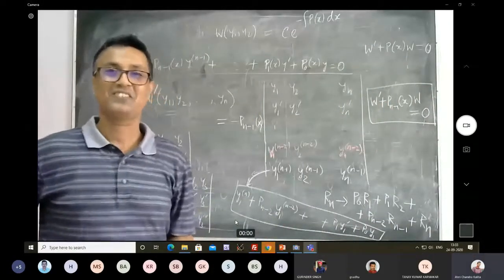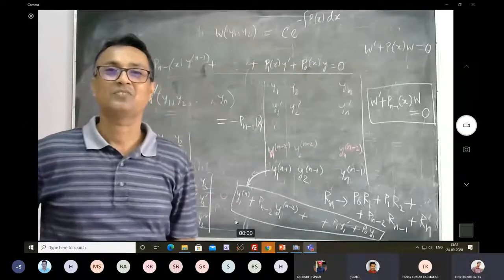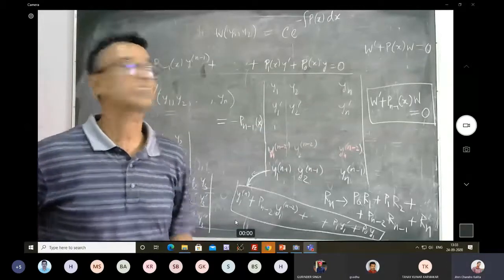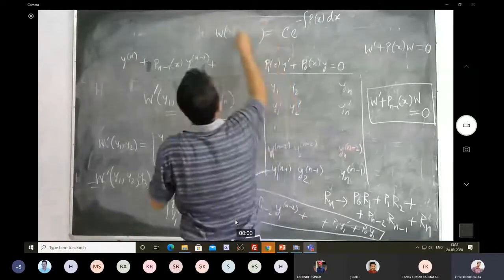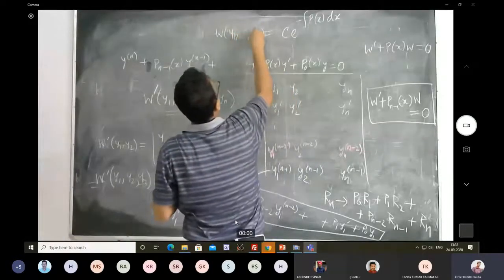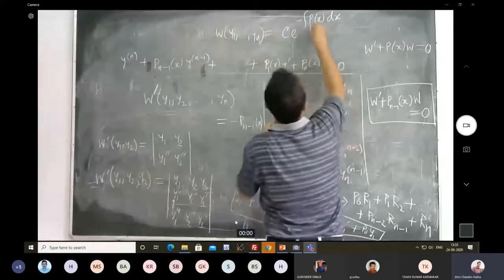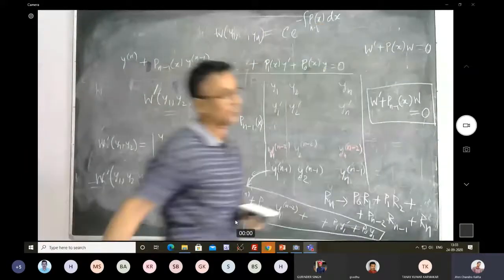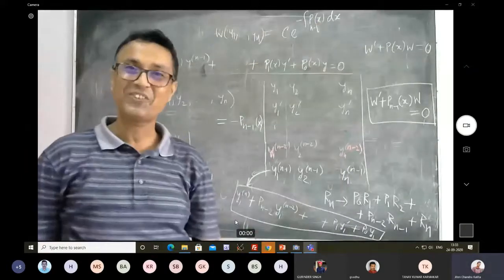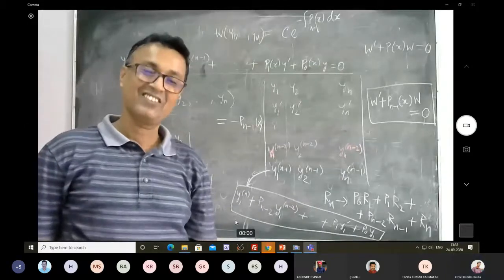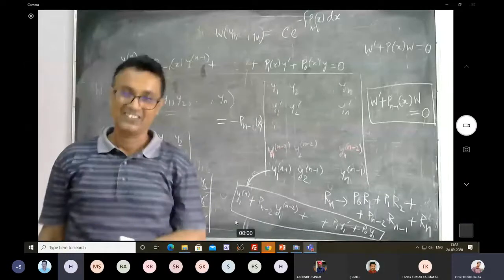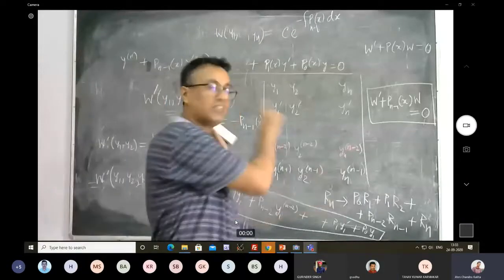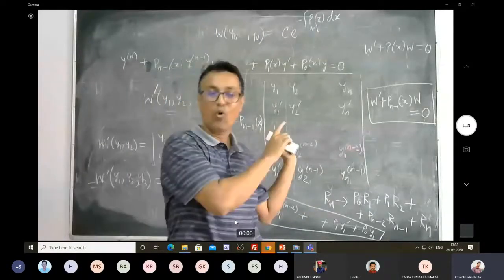Which, being a linear equation in the Wronskian, you can easily solve. So basically this is y1 up to yn, and this is simply going to be this. Is it okay? Please write it down at home. Okay, fine. So that's it.